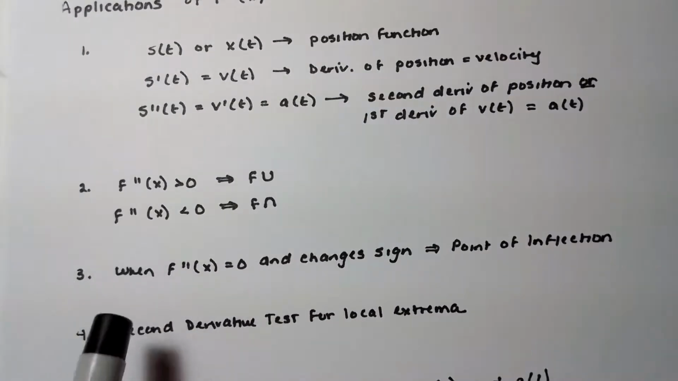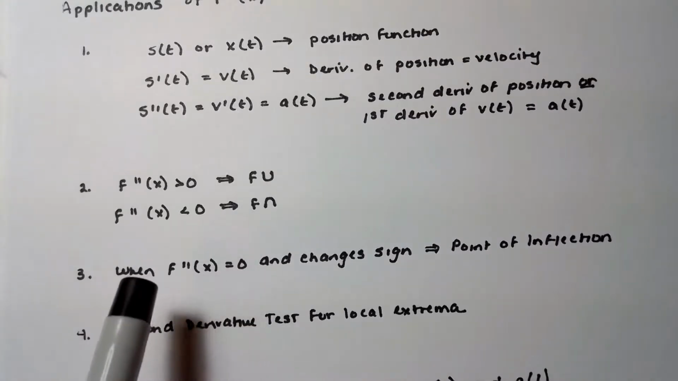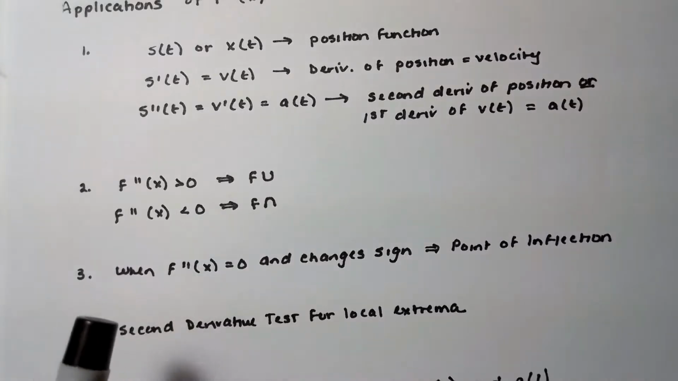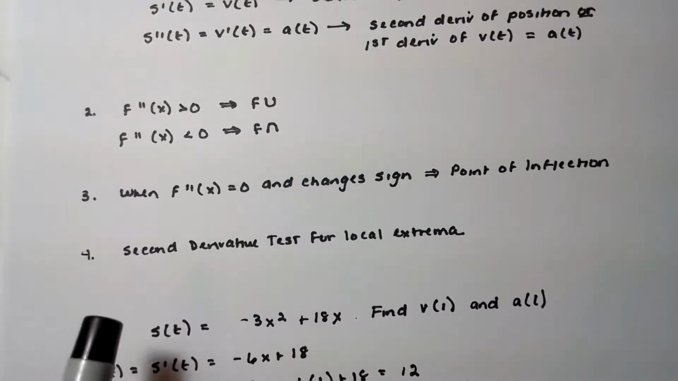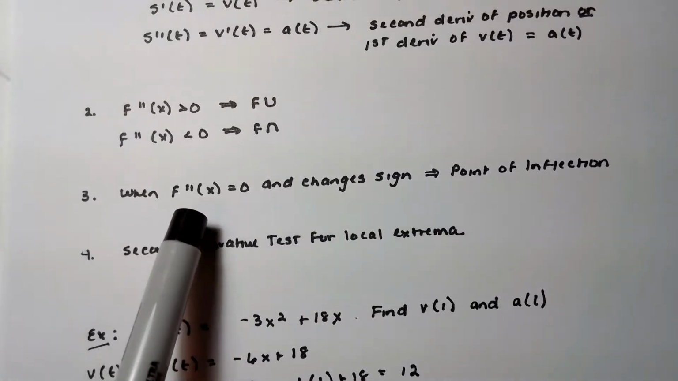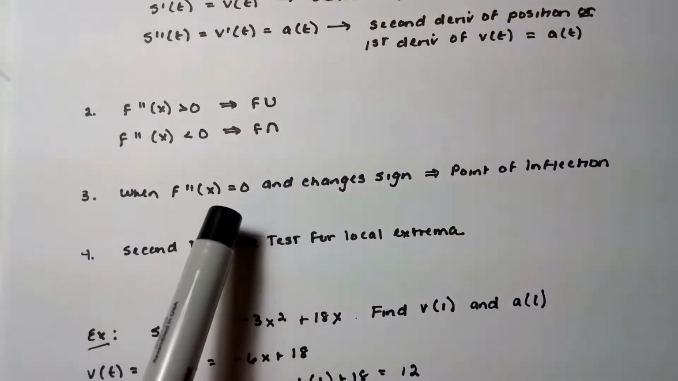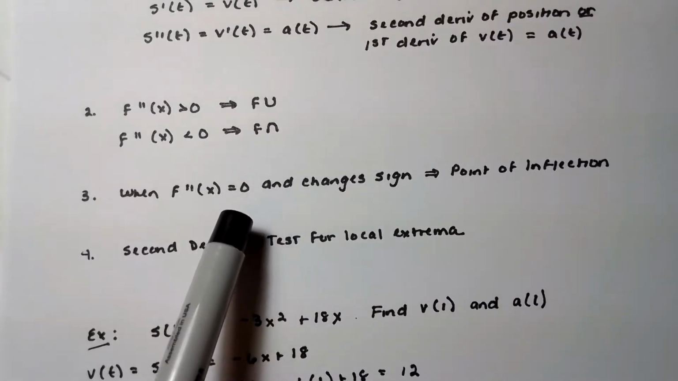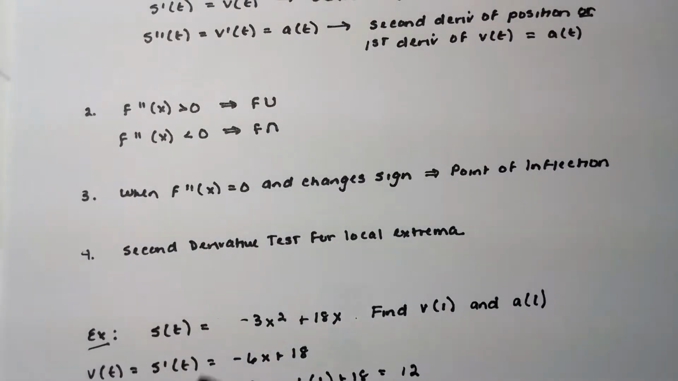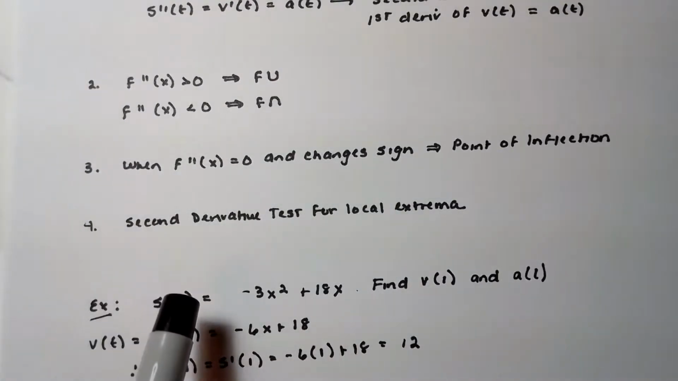The next thing we can use the second derivative for is to determine if a function's concave up or concave down. So we can determine concavity using the second derivative. The third thing we can use it for is finding points of inflection, or when the concavity changes on a function. We can take the second derivative, set it equal to 0, and figure out whether or not it changes signs about those values of x that we found are critical numbers that we find by solving the second derivative equal to 0. And finally, we can use the second derivative test to find local extrema.